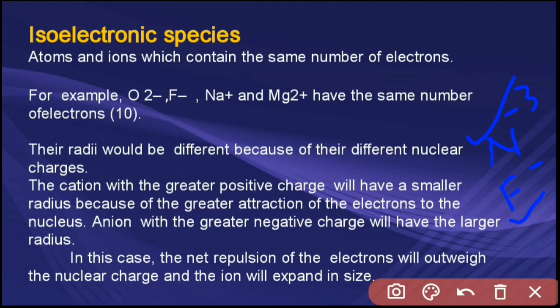In this case, net repulsion of the electrons will outweigh the nuclear charge and the ion will expand in size. So higher positive charge has smaller size and higher negative charge has larger size, and the same number of electrons present in atoms and ions is called isoelectronic species.